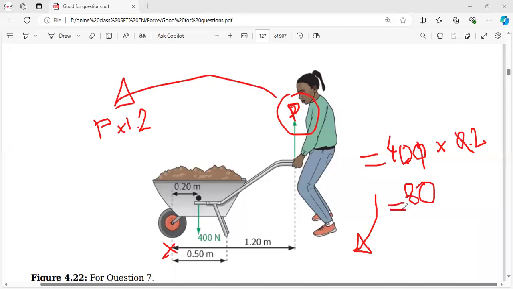80 is equal to, according to the principle of equilibrium of moments, these two moments should be equal to each other. So P multiplied by 1.2, which means 1.2 times P, should be equal to 80. Then P should be equal to 80 divided by 1.2, which gives us the answer of 66.6. 66.6 newtons.